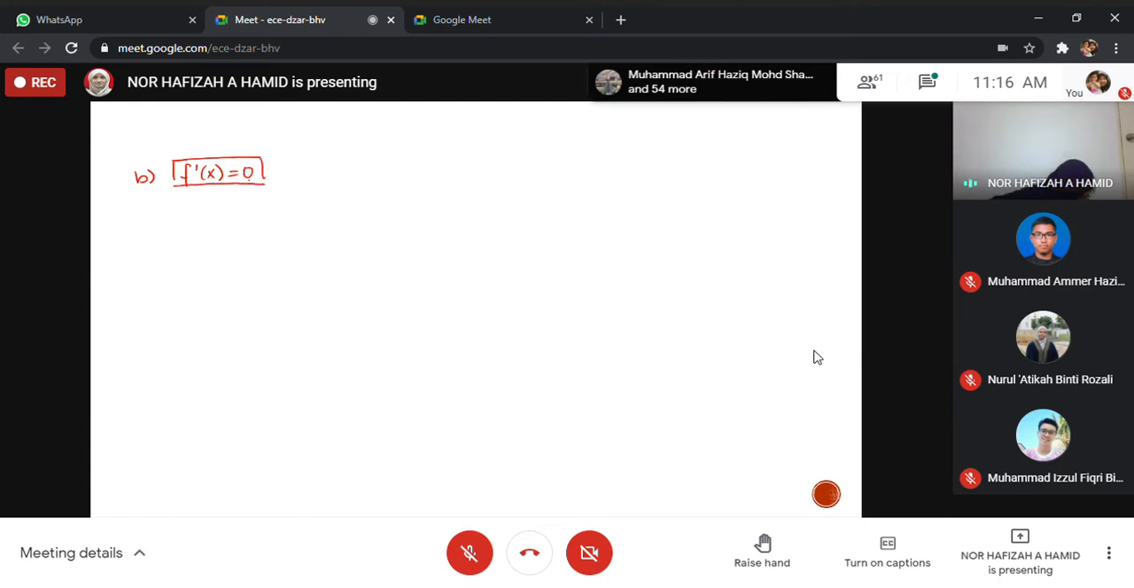So you differentiate, and you will have negative 6x squared plus 6x plus 12 equal to 0. So you calculate the values of x. This you can also calculate using the calculator. So x is equal to negative 1 and x is equal to 2. So negative 1 and 2 are the critical numbers.